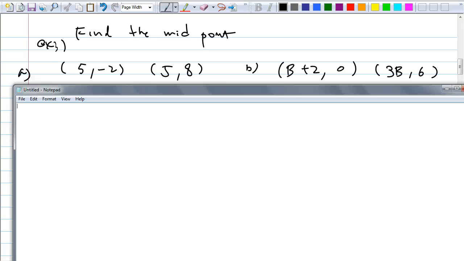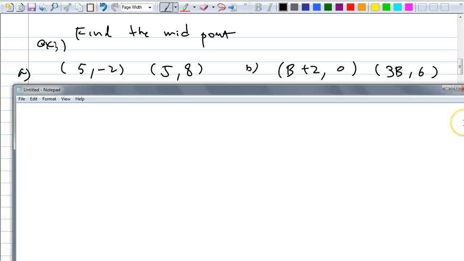By the way, look at A: (5, negative 2) and (5, 8). What kind of line does it make? It's a vertical segment, isn't that right? That's why they have the same x-coordinate. So you could just worry about the y's, but would the midpoint formula still work on this? Yeah, it'll still work. Go ahead, everybody try.